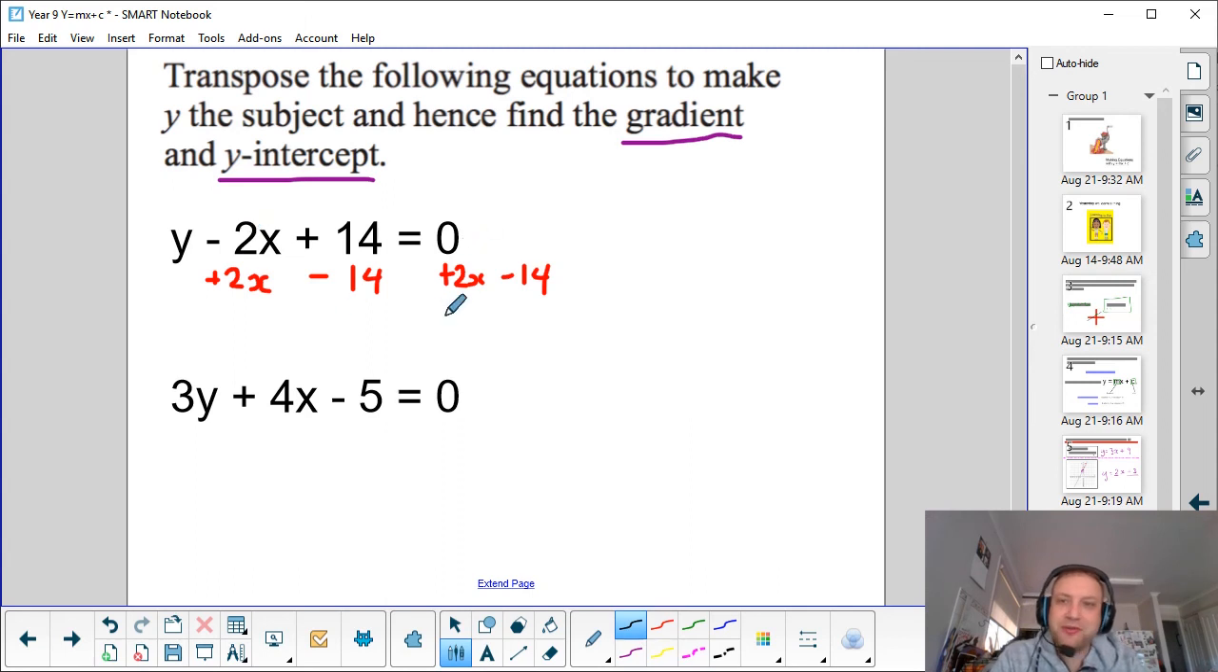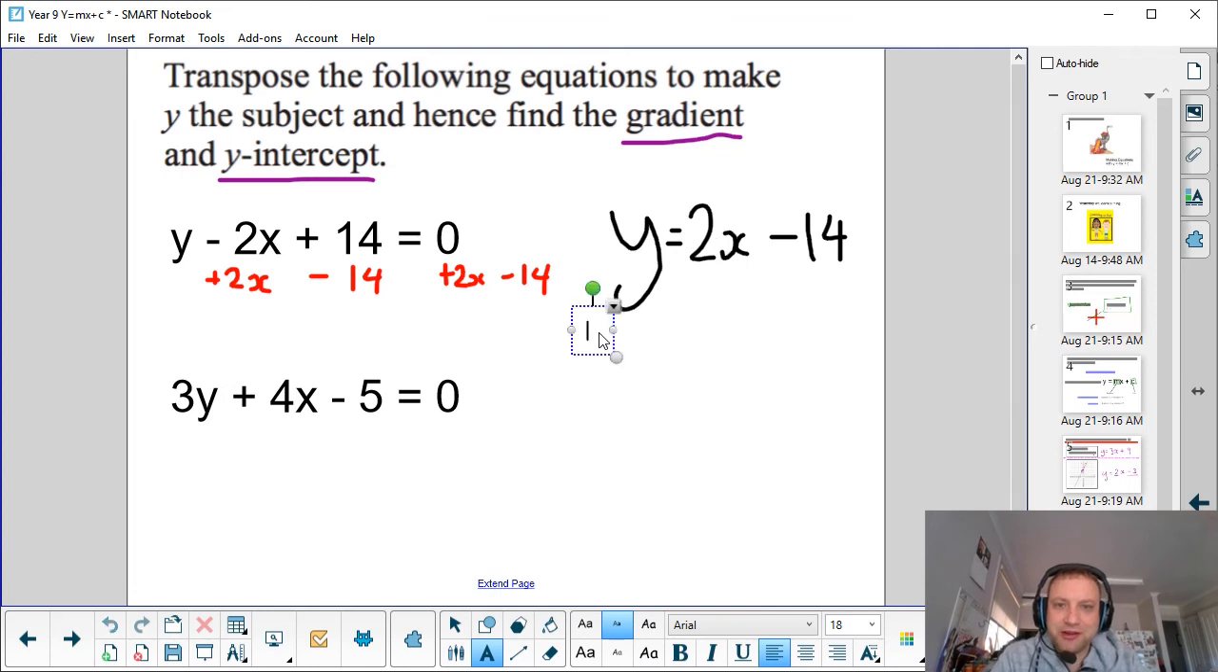So by moving the 2x and moving the 14 to the other side, y will be by itself, right? We kind of picked off all its friends. We got rid of them. We put the 2x on the other side. It's a positive now, right? Because I plussed it. And there'll be a minus 14 as well. And what that means is I can answer the question, the gradient equals 2. And the y-intercept equals minus 14. And I can see that because I rearranged it.